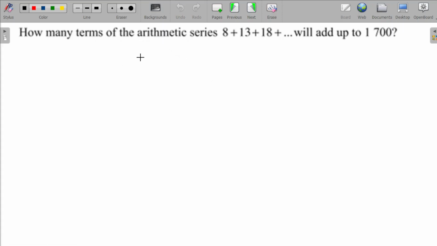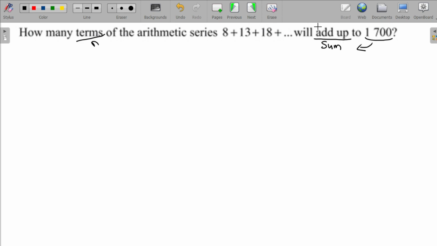Now, how many terms of the arithmetic series 8, 13, 18 will add up to 1700? Now the very important term is this one, will add up. When they say add up, what is the one term that we use when you use the word add? Add, sum. Sum, meaning how many terms, n. Again, we're looking for n in this arithmetic series. When we add up, sum to this, meaning sum is going to be this, will add up. That's the very important term here.